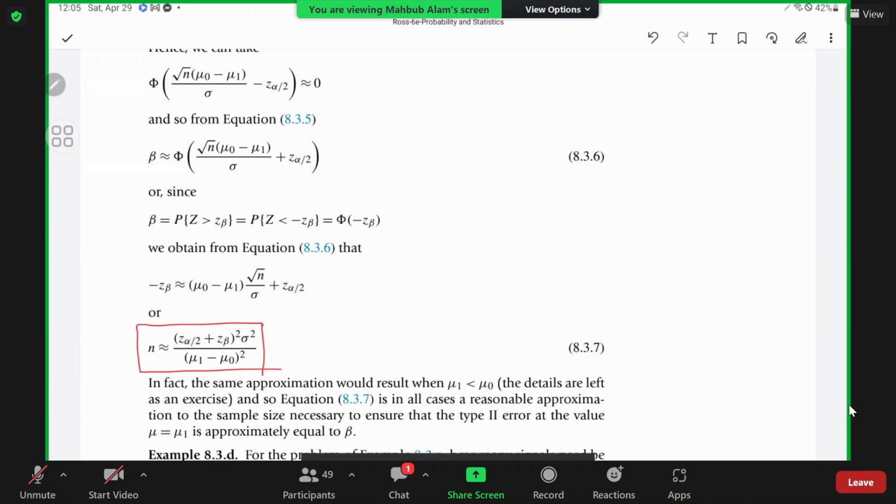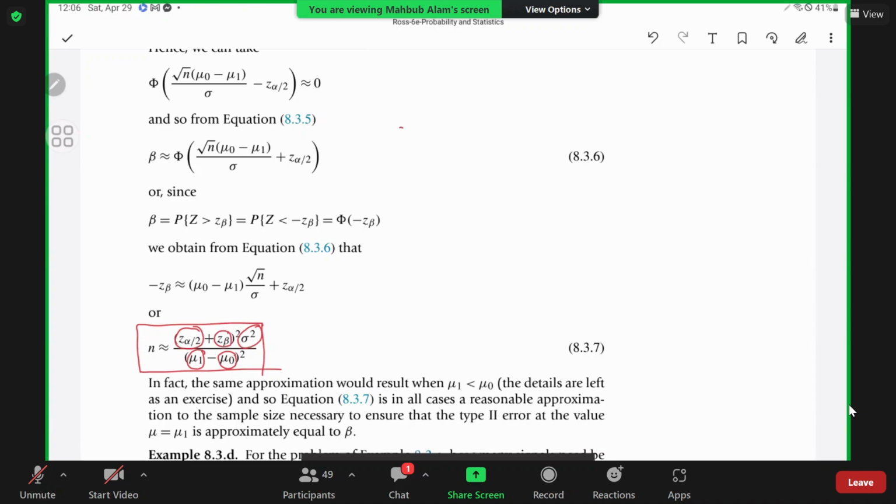So here, if we look at the parameters, sigma square is the known variance, mu naught is the false null hypothesis, mu1 is the true value, and z alpha by 2 is the z value corresponding to the significance level of the test. What is z beta? Z beta actually gives you a value of beta.